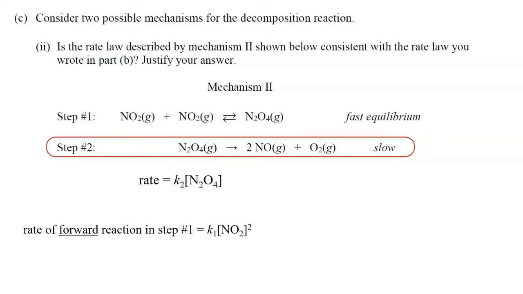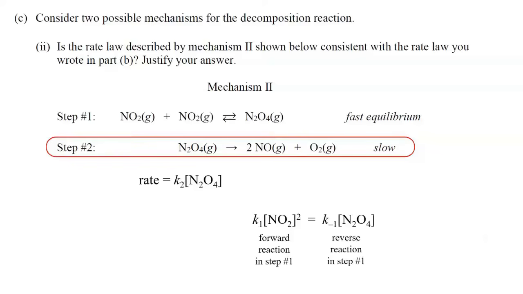The rate of the forward reaction in step 1 would be k times [NO2] squared, because there are 2 molecules of NO2. The reverse reaction would be k times the concentration of N2O4. Again, I'm calling it k1 and k-1 just to distinguish between the forward rate constant and the reverse rate constant. I'm now going to set them equal to each other. So k1 times [NO2] squared equals k-1 times [N2O4]. And when I solve for N2O4, I get that expression on a side by itself.